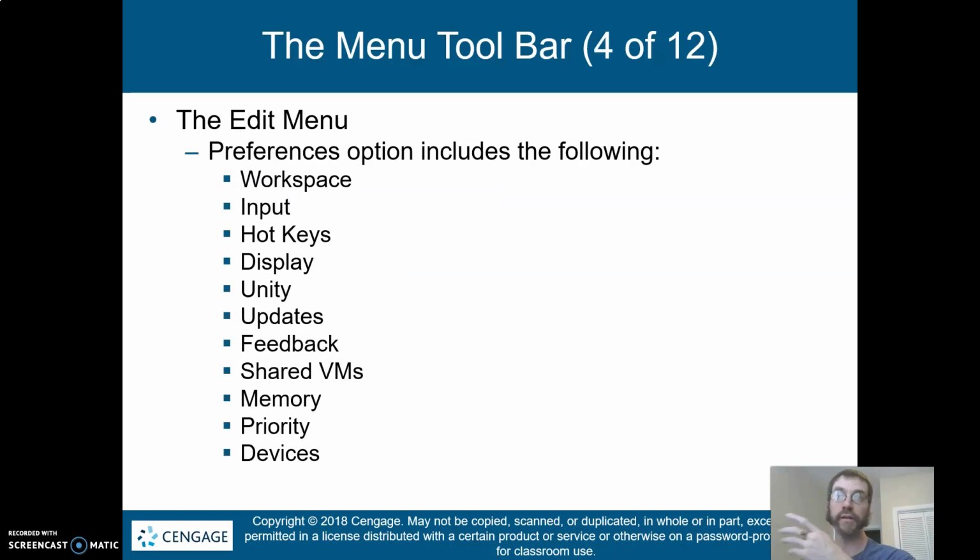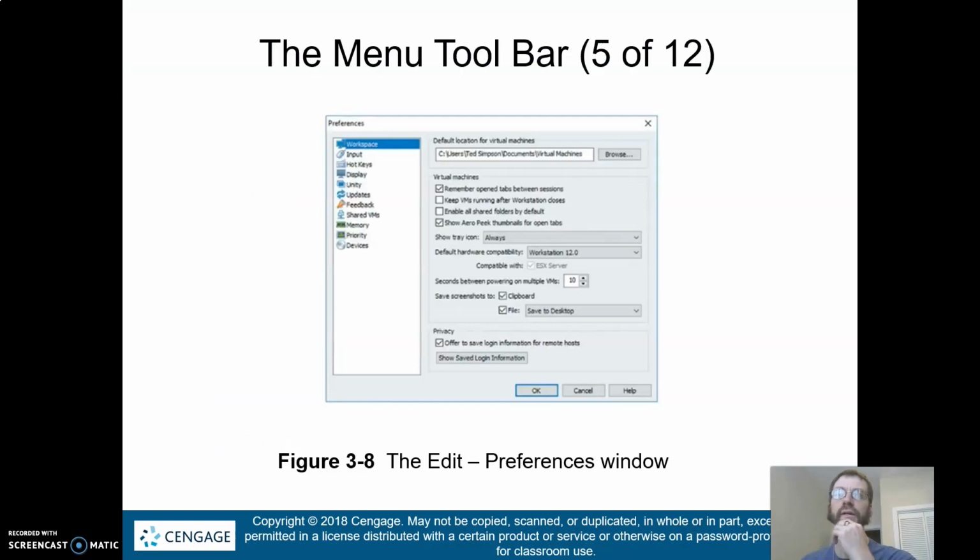Edit will give you a lot of your preferences. Hotkeys, display, updates. Now, the updates things may have moved. Memory, shared VMs, a lot of stuff there. The menu toolbar will actually give you preferences. You can look at your workspace, your inputs, your hotkeys. Say, for example, if you would rather do something other than Control Alt to take the mouse back from the guest OS and give it to the host, you can do that. You can change your devices, change your updates, etc.